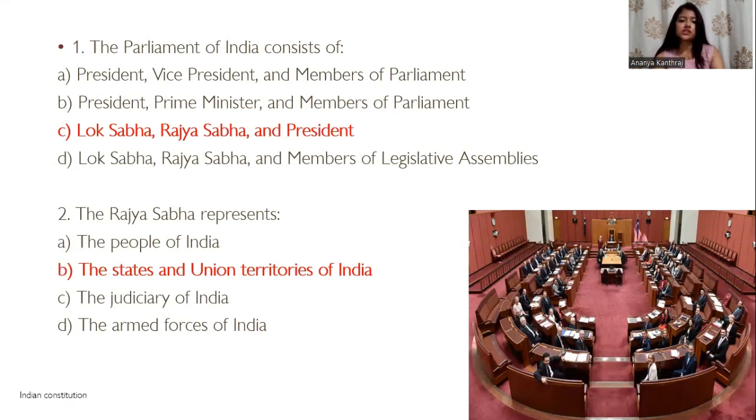The Rajya Sabha represents which of the following among the given options? Option A, the people of India. Option B, the states and union territories of India. Option C, the judiciary of India. Option D, the armed forces of India. The right answer for this question is option B, the states and union territories of India.